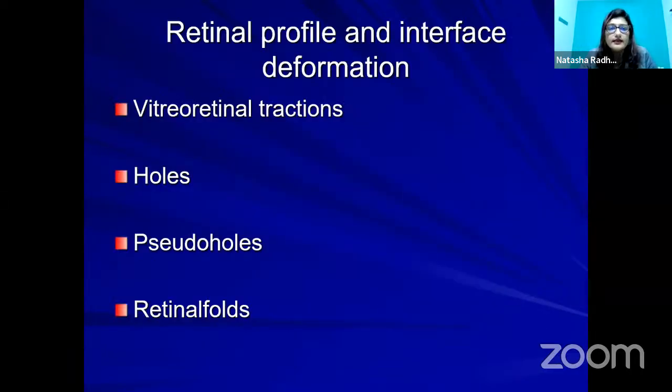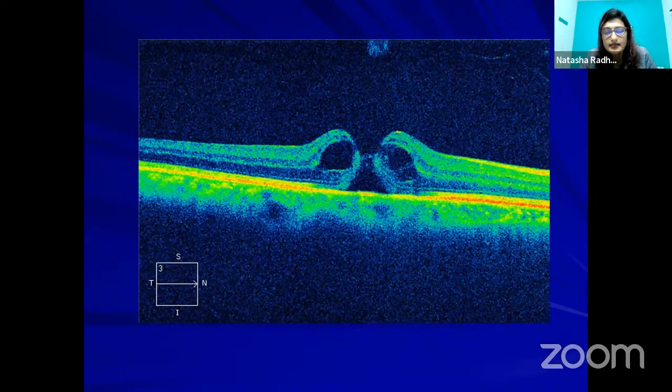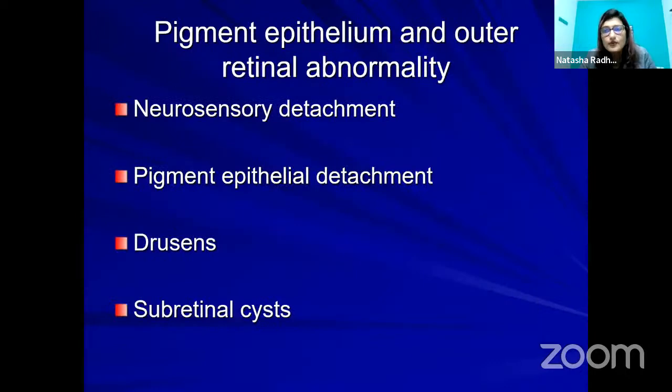The interface deformation, you can see here, the vitreoretinal tractions, holes, pseudo holes, and retinal folds are what we have to see first. So here you can see the interface is not correct. You can see that there is some amount of traction happening from the vitreous. Again, this is another area where the vitreoretinal interface is abnormal. We will go into all these abnormal findings later on as we do the case presentations.